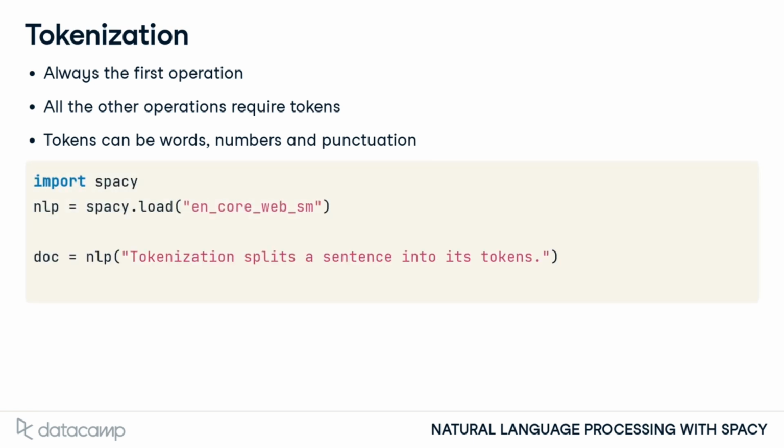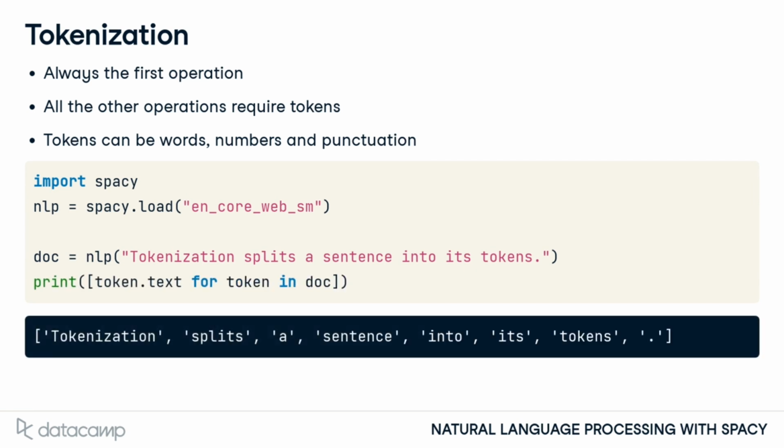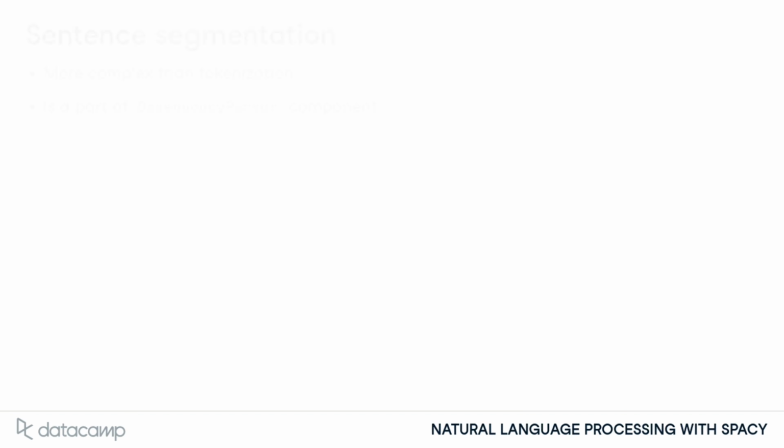The code segment shows the tokenization process we have seen before using a small English spaCy model. Once we apply the NLP object to the input sentence and create a doc object, we can access each token by using list comprehension and print a token's text by using the .text attribute.